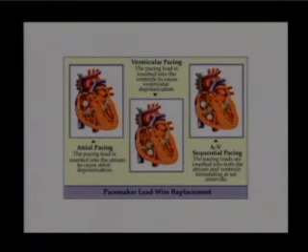Some pacemakers beat continuously at a given rate. Those are called fixed rate pacemakers. Some pacemakers are demand pacemakers, so that when the patient's heartbeat goes below a preset level, the pacemaker kicks in and starts to beat. So you'll see a variety of variations with pacemakers.